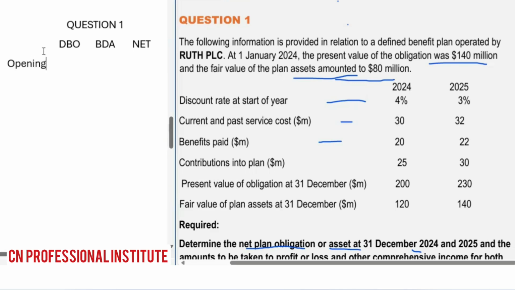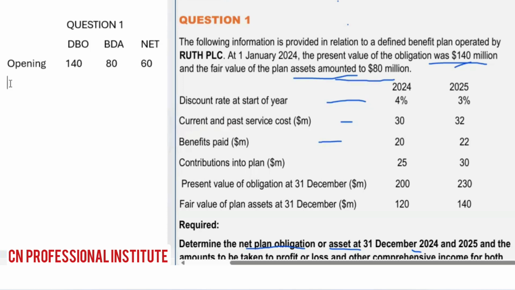With the opening liability, how much is the opening obligation? It's 140, and the asset is 80. So 140, then we have 80, and the net is 60. The net is 60, which is a liability. Don't forget, because the obligation is more than the asset.